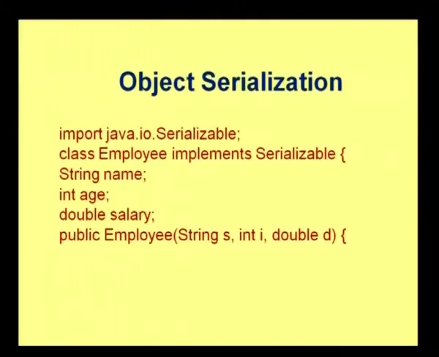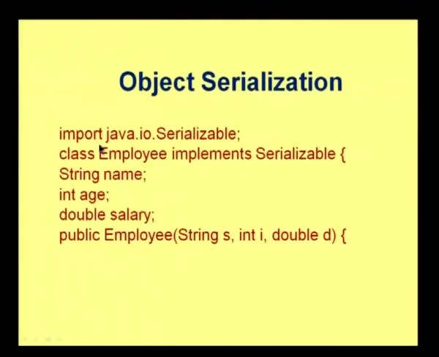So whenever I use an object output stream or object input stream, the objects I write and read should always be implementing a serializable interface. Otherwise, it's not possible for you to read and write the objects through your stream. So here is a sample program.